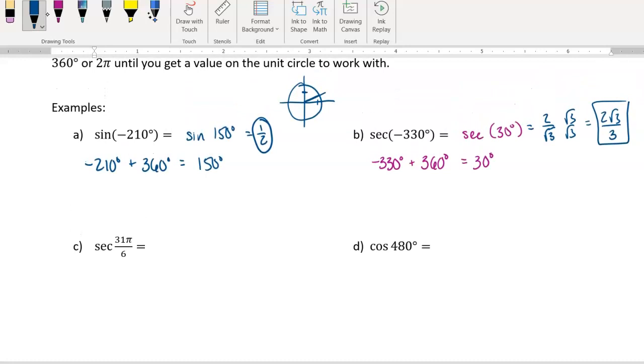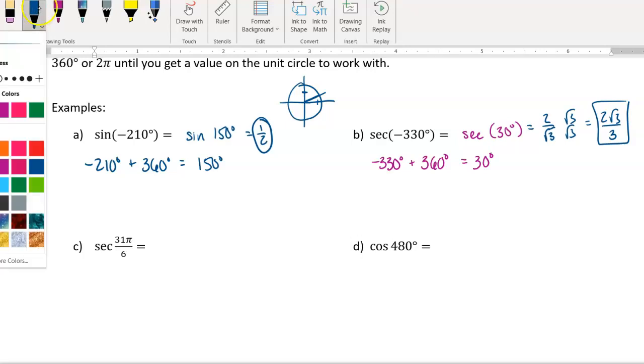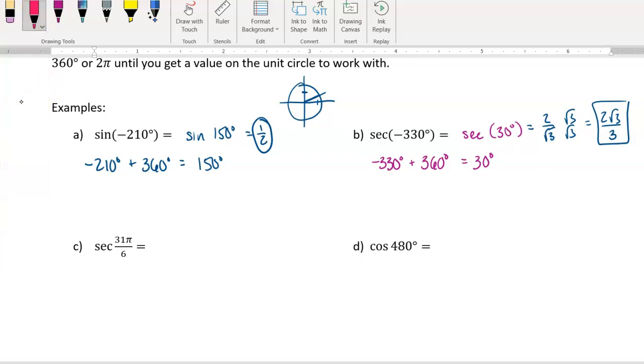All right, let's look at this next one, 31 pi over 6. Wow, that's a big one. So sometimes you might have to do this more than once. There's a couple ways you could approach this. If you struggle with math, you might not recognize how many multiples of pi this would be. So let's just start with the first one. This is way more than pi. So now instead of adding 2 pi, I'm going to subtract 2 pi until I can get a value between 0 and 2 pi.